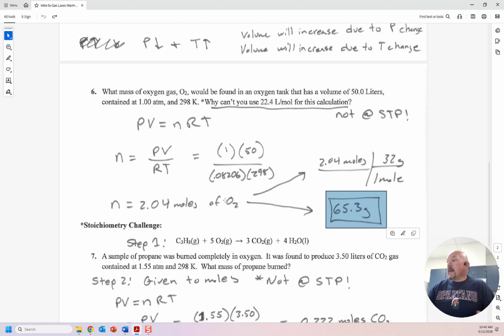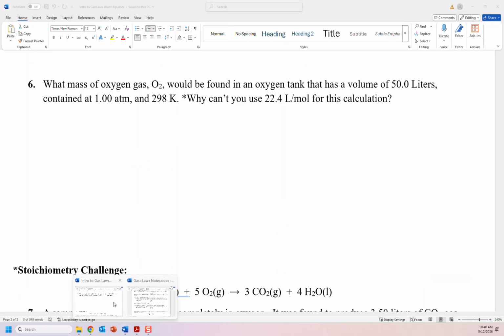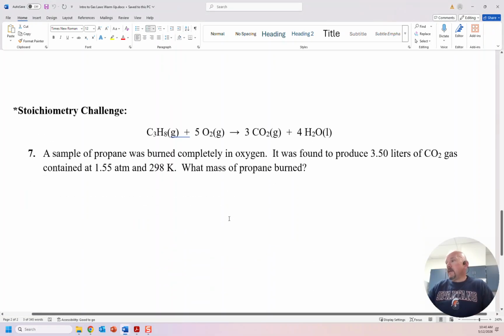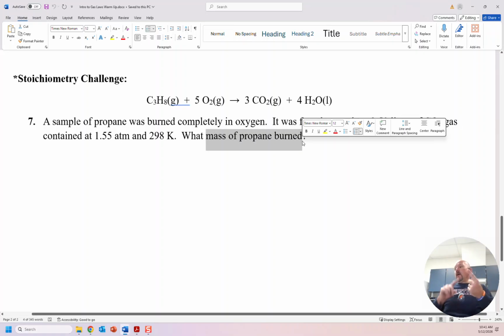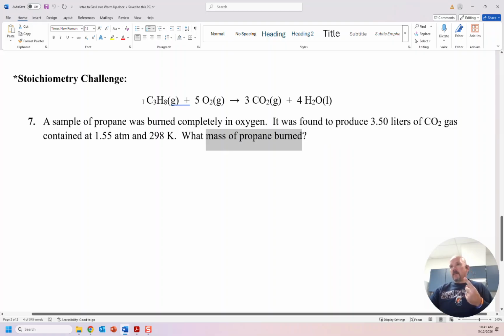So now, hey, we got a stoichiometry question, but we're not at STP. Well, if we're not at STP, that just means ideal gas law. But step 1's done for us, right? So this is step 1. How do I know it's stoichiometry? They give me an amount of CO2. They ask about mass of propane. So I'm going to follow my steps. Step 1, know my recipe. Well, step 1's done for me.